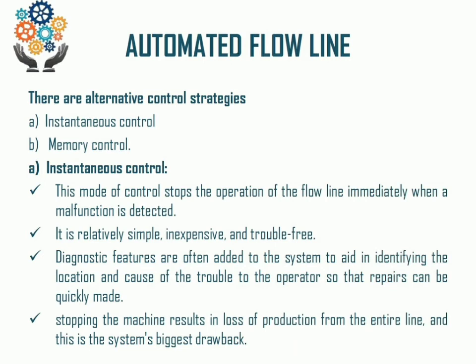Then the assembly systems. The assembly system involves the joining together of two or more separate parts to form a new entity called an assembly or sub-assembly. Mechanical fasteners are important for holding the components together: threaded fasteners, screws, bolts, nuts, rivets, crimping, and other methods, press fits.